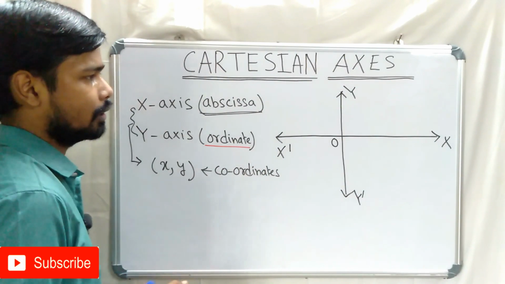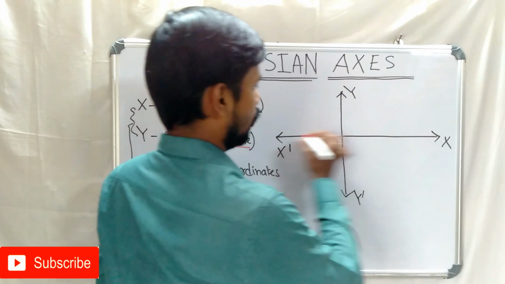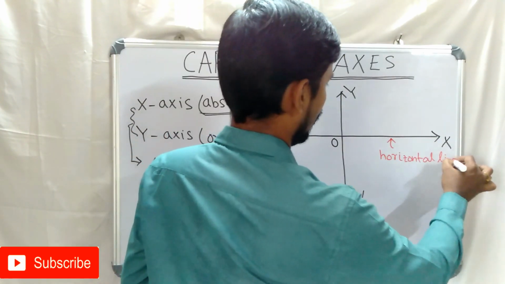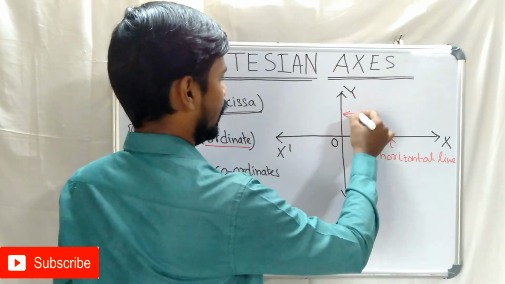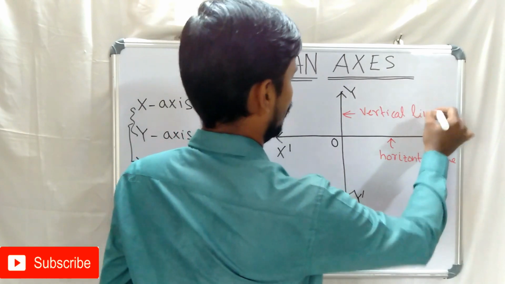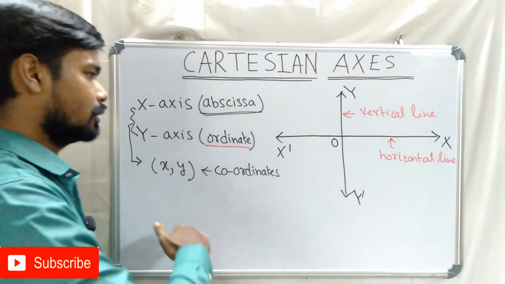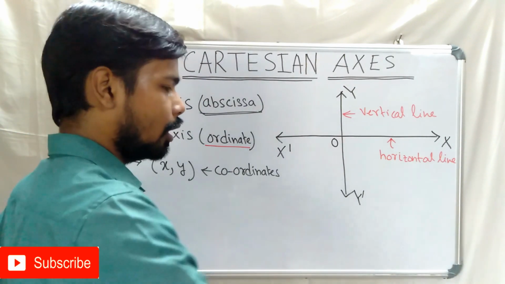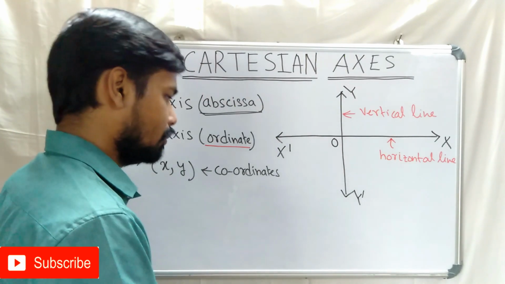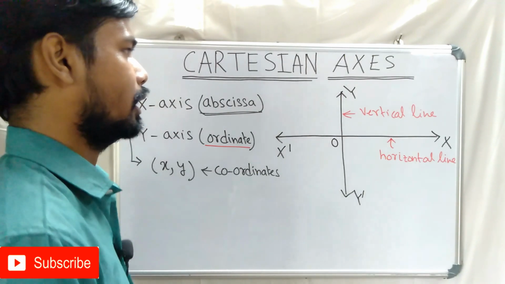Clearly from the diagram you can easily say that the horizontal line is the x-axis, and the vertical line is the y-axis. Which one is the horizontal line? The line which is parallel to the Earth's surface is the horizontal line, and the line which is perpendicular to the Earth's surface is the vertical line.